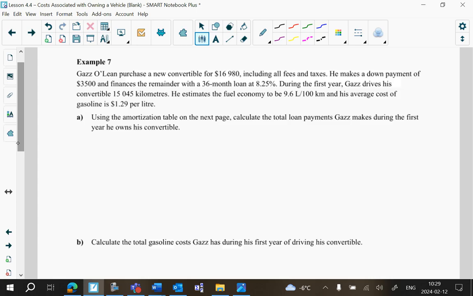First of all, how much does he need to borrow? How do you figure out how much he needs to borrow? The amount of the loan. Before we calculate how much he's going to pay, how much is the loan itself? How much is the vehicle? How much does he put down?